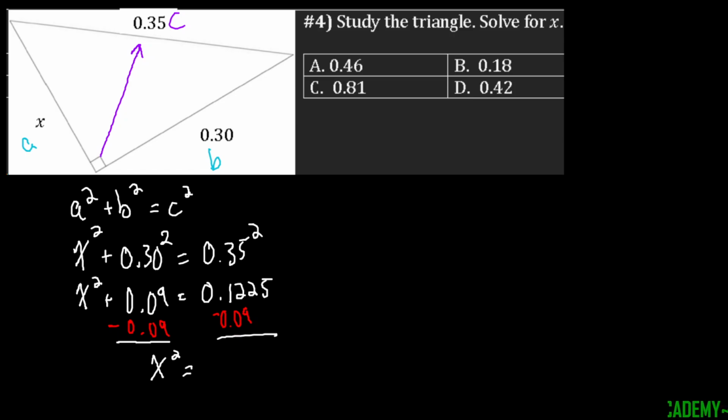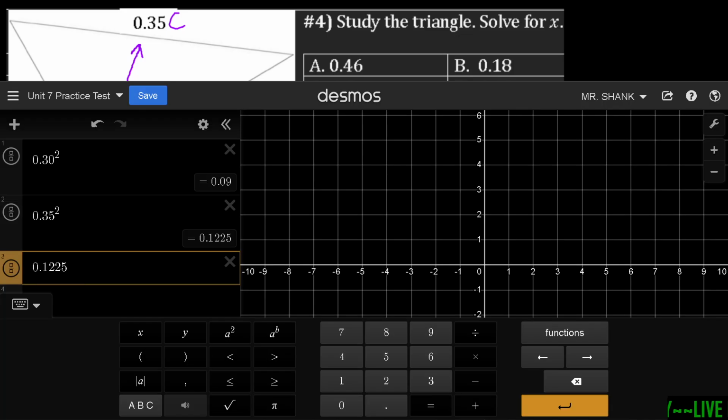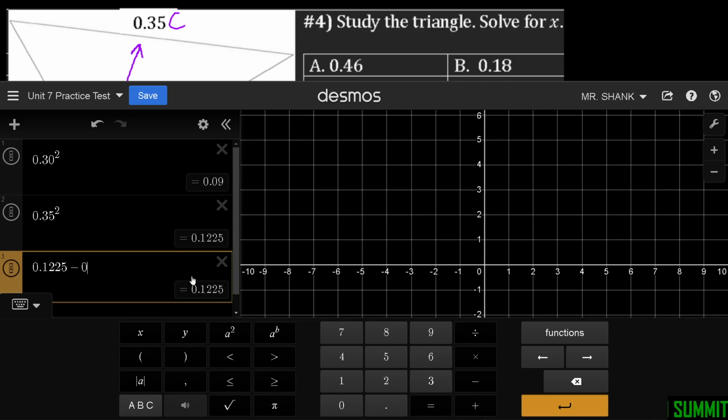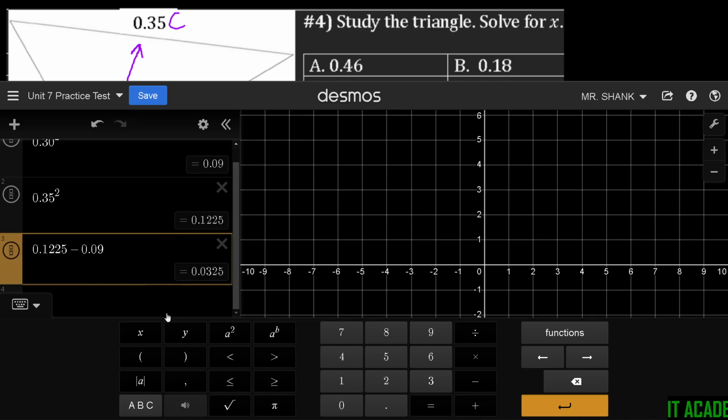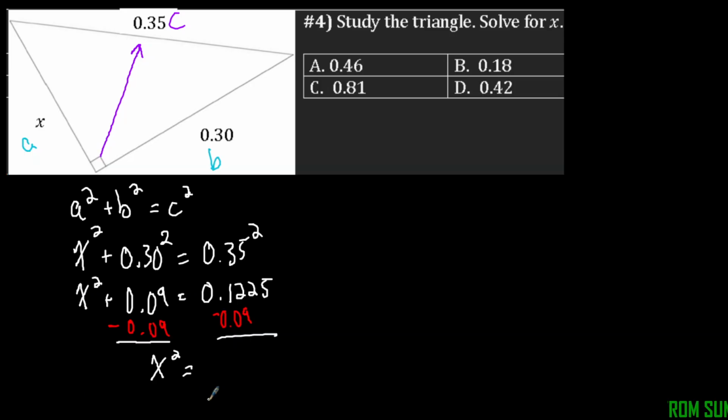So I have 0.1225. Let me show you what I'm doing real quick. Don't miss a thing. Minus 0.09. Okay, 0.0325. Okay, just want to make sure I got that down. All right, so x squared equals 0.0325. Triple check. I like to always make sure I'm double checking my answers as I'm working with decimals, just because it can get a little rough.